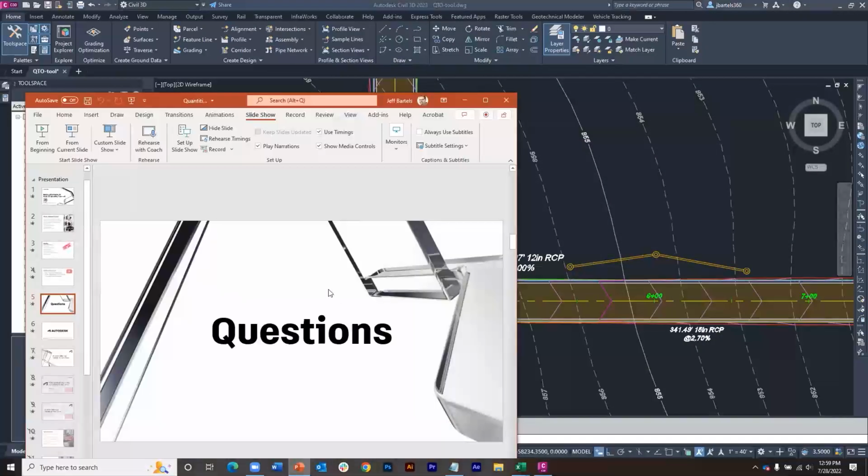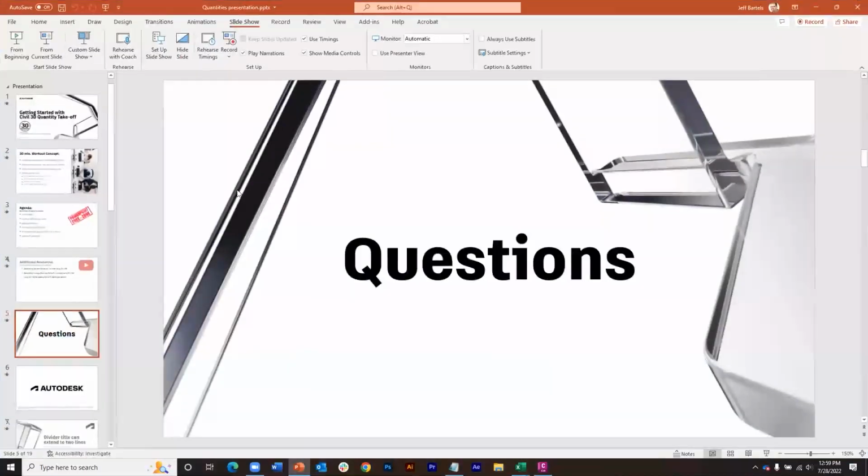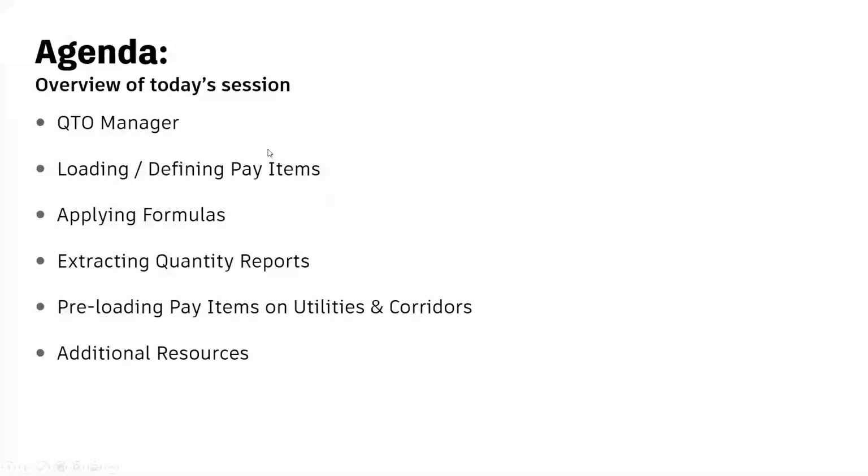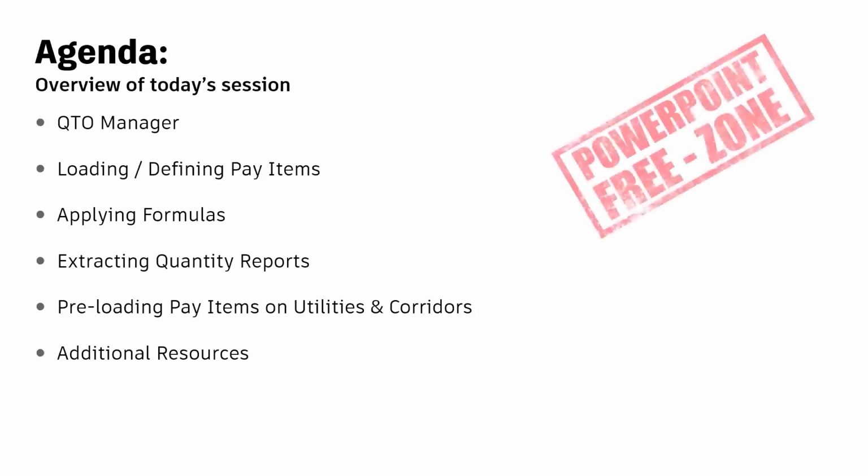I'm going to jump back to my PowerPoints here real quick. And today we talked about a ton of things. We talked about the QTO Manager. We talked about pay item files, how they're managed using the pay item file, the categorization file, and the formula file. We looked at how we could create our own pay item files. We looked at how we could apply formulas if we want to. We looked at how we could extract that data into quantity reports. We looked at how we could automate the process by preloading pay items on our parts lists or in code set styles. I also showed you how you can access additional resources to get more information about this command.